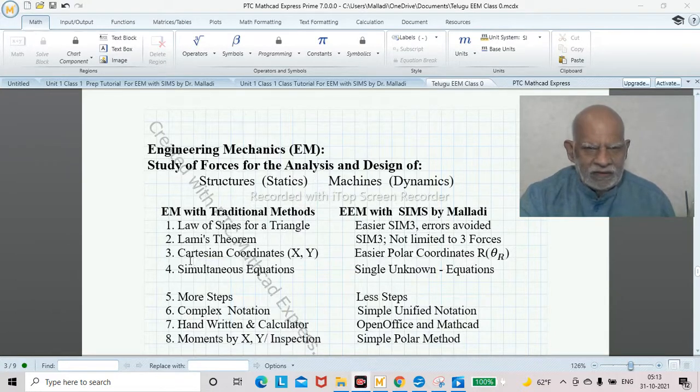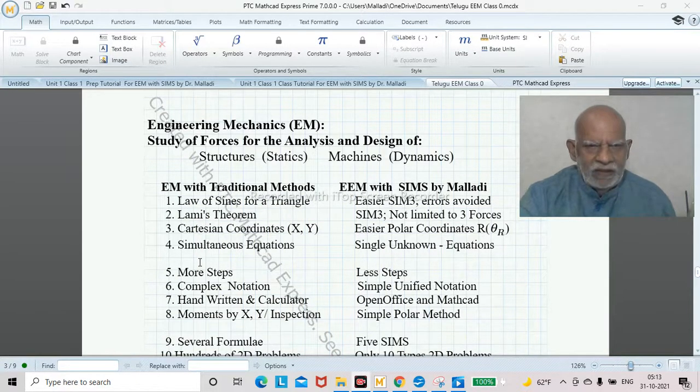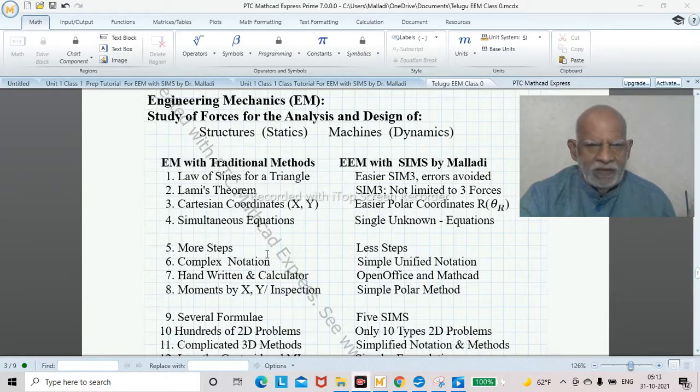Now, Cartesian coordinates, i and j, etc. And I use easier polar coordinates with a new notation. You end up with lots of simultaneous equations if the forces are more than 3, but here we use only single unknown equations, thanks to Sim 3. Now, there are more steps and more calculations, versus less steps and less calculations.